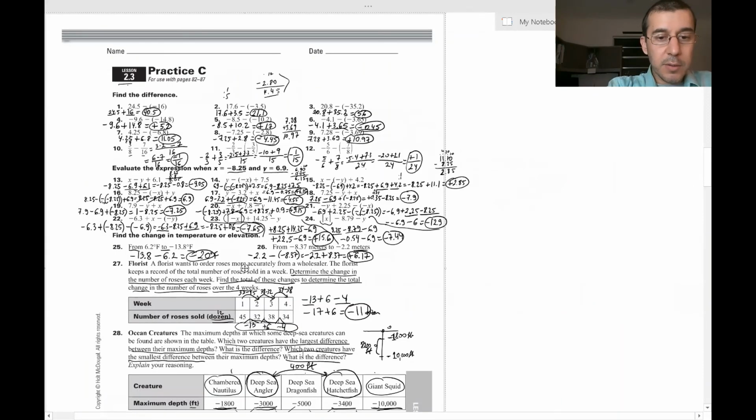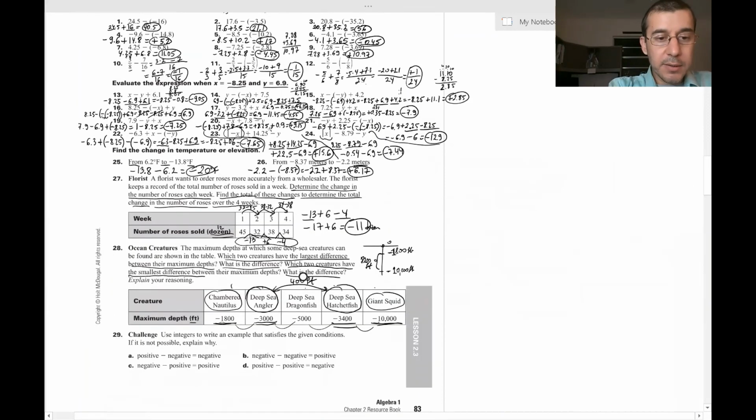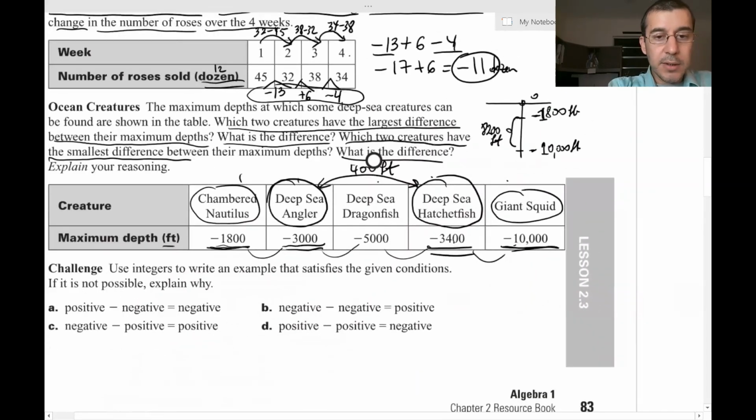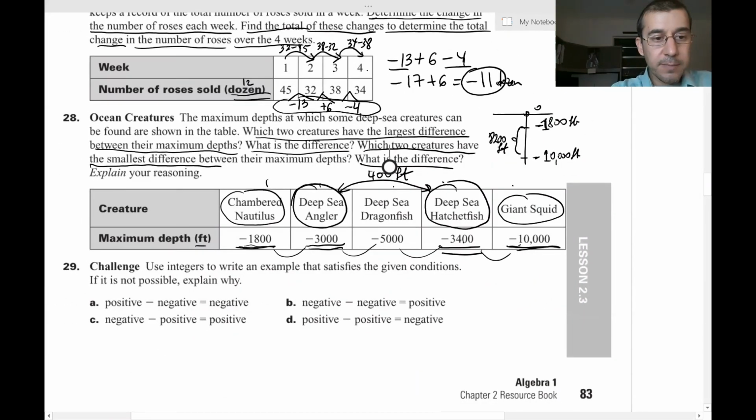Okay, and the last problem for today is 29. The challenge: use integers to write an example that satisfies the given conditions. If it is not possible, explain why. So when we have a positive integer minus a negative integer equals a negative integer, is this possible or not possible?